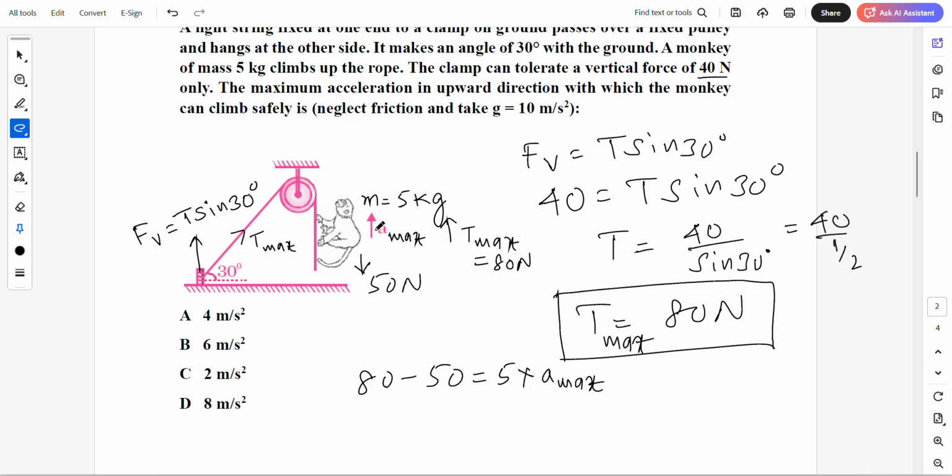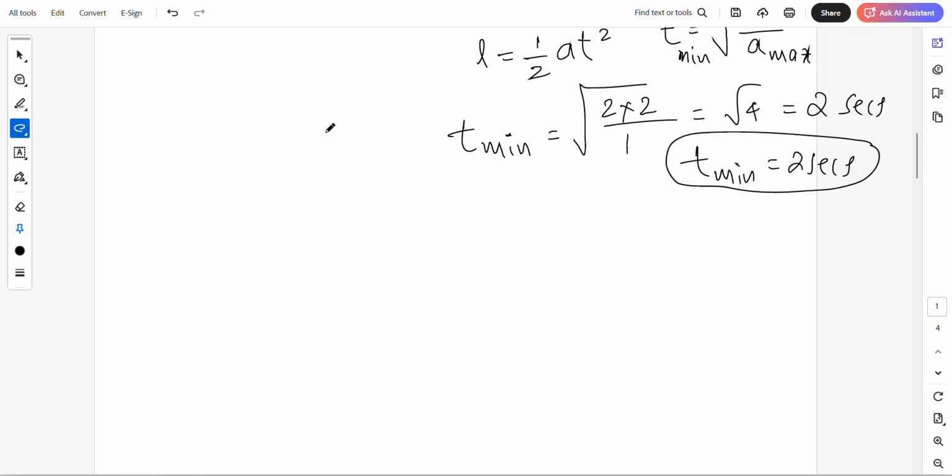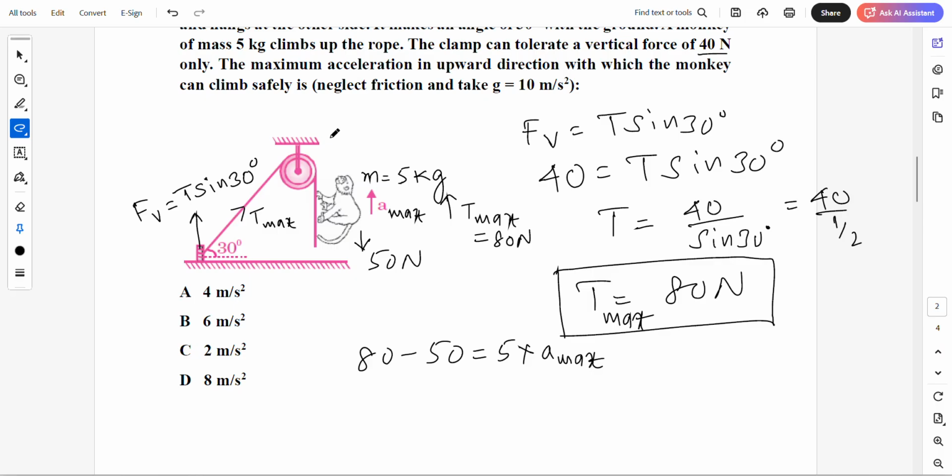Because the mass of the monkey is less compared to the previous mass. Previous is 20 kg. Now here it is 5 kg only. Whatever they have given, we have taken. 30 is equal to 5 into A max. Then A max is equal to how much? 30 by 5 is 6 meters per second square, which is the right answer. Hope you have understood this one.